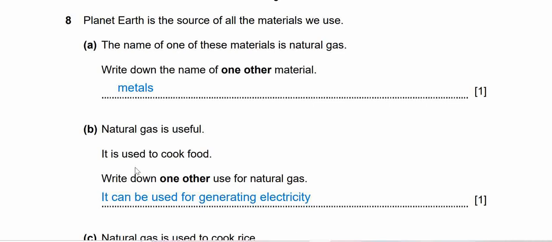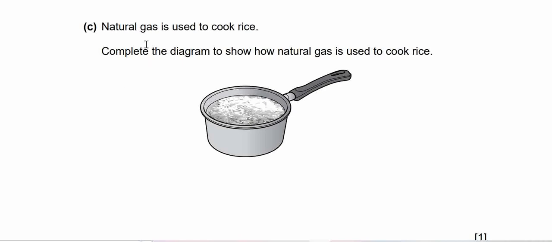Next, we go for 8C. Here we go, this is 8C. Natural gas is used to cook rice. Complete the diagram to show how natural gas is used to cook rice.